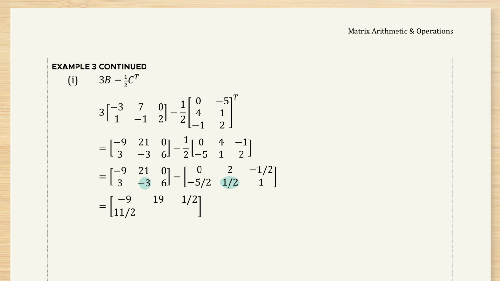Negative 3 minus a half. Think of this negative 3/1 as negative 6/2. Negative 6 minus a 1 is a negative 7/2. 6 minus 1 is 5.